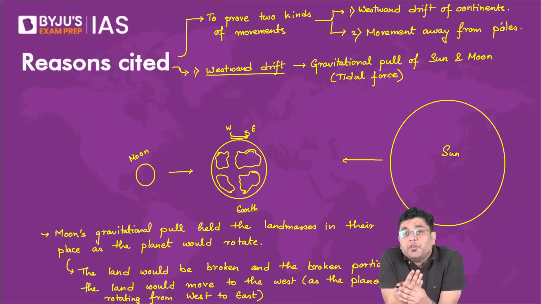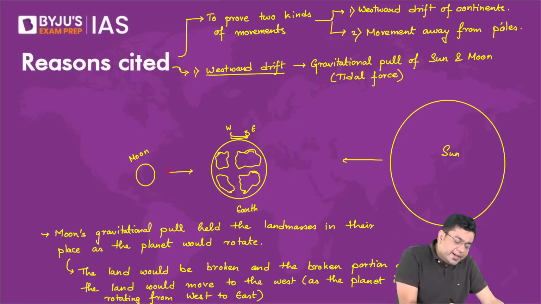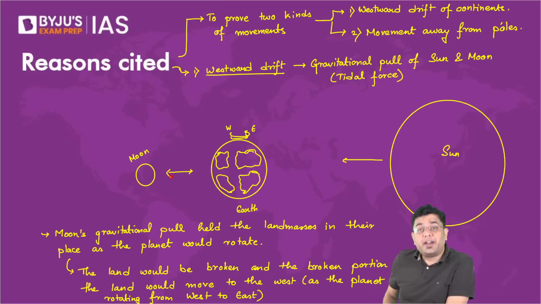Now, here, when we talk about the reason cited by Wagner, he wanted to prove the westward drift of the continents. For that, what he said was, look, the continents on their own did not drift to the west. On their own, they would not move to the west. So, how did they move? It was because they were held by the moon and the sun. Now, how were they held by the moon and the sun? Because the moon and the sun would exert a very strong gravitational pull of attraction.